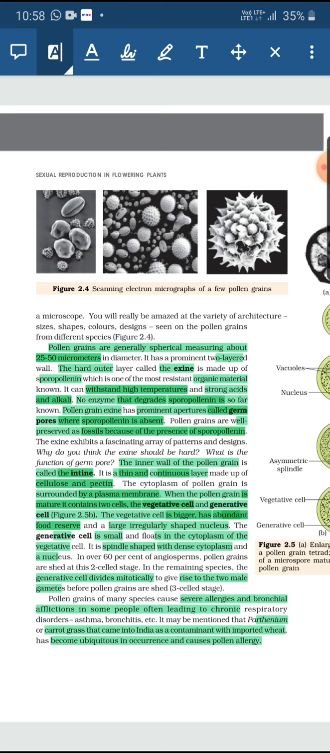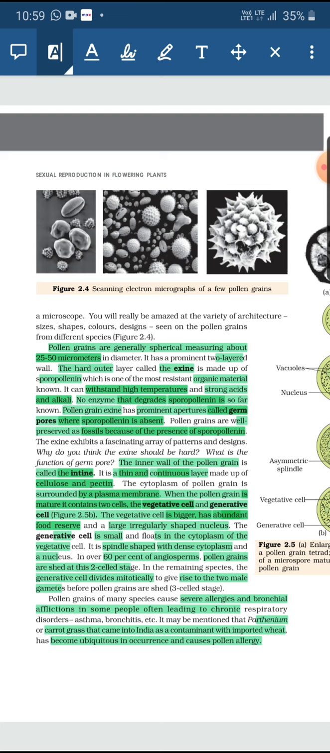So, a mature pollen grain has two cells, vegetative and generative. Vegetative is bigger, and it has an irregular shaped nucleus and abundant food reserve material, whereas the generative cell is a small spindle shaped cell which has dense cytoplasm and the nucleus. Now, in over 60% of the angiosperms, meaning the flowering plants, the pollen grains are shed at the two-celled stage. Two-celled stage means there are two cells present in the pollen grain, vegetative and generative.